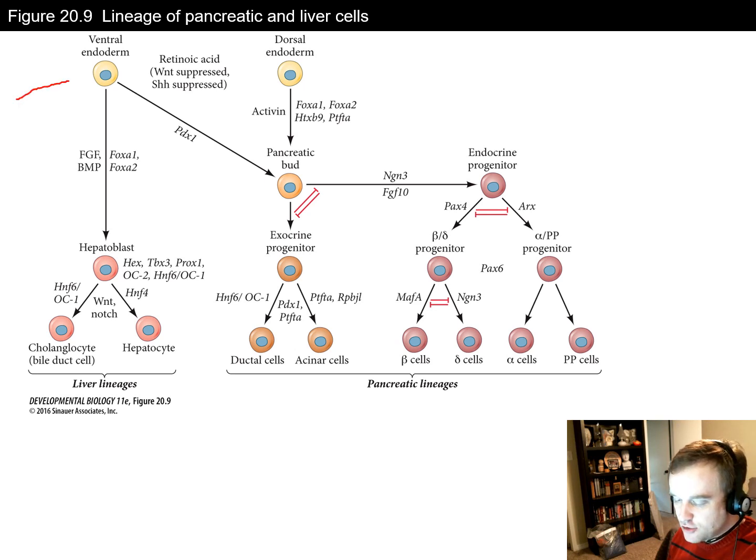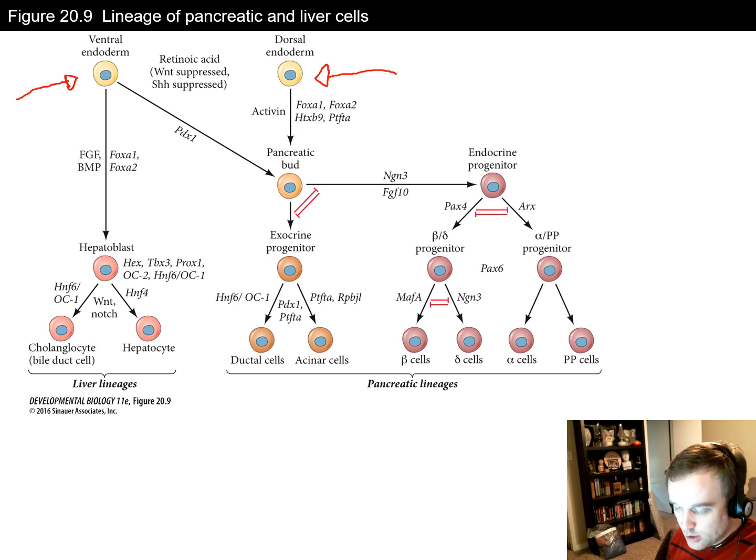So we have the ventral endoderm, which is near the cardiac tissue and not as influenced by the notochord. And we have the dorsal endoderm, which is away from the cardiac tissue and closer to the notochord.